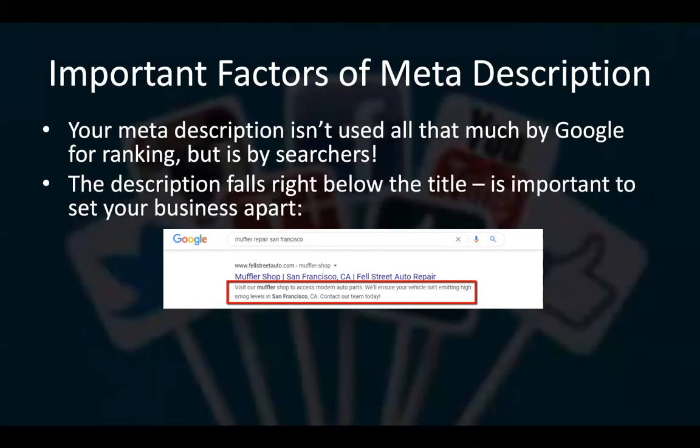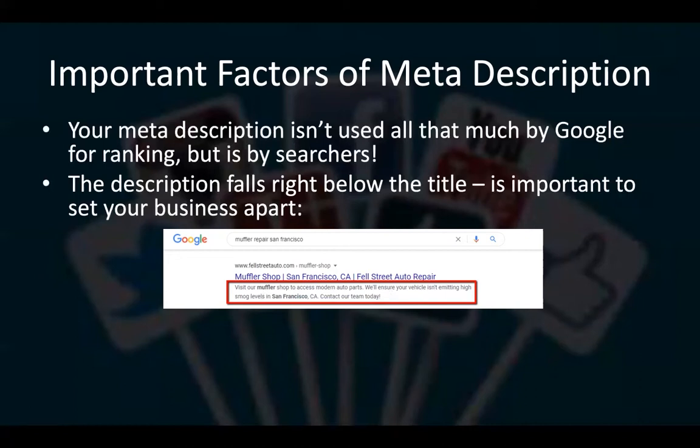The description falls right below the title and is important to set your business apart with this information right here. As you can see in this one right here, we searched muffler repair in San Francisco. You can see that meta title right there, muffler shop. That's what they do, that's what they are, San Francisco, and then what their business name is. But then this is what your meta description will be. So you can fill this out in your meta description, and that's what it's going to pull into Google as the description for what your business is.